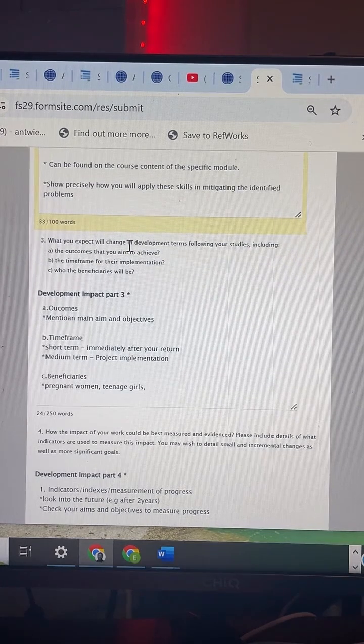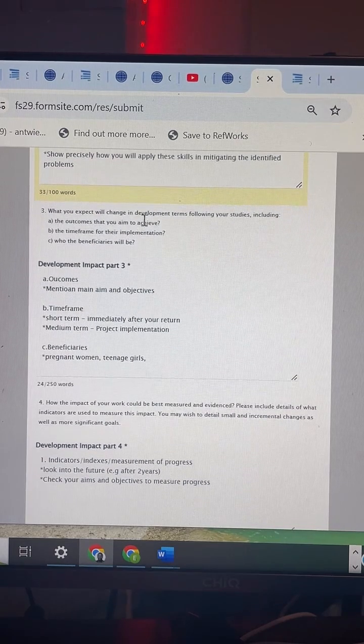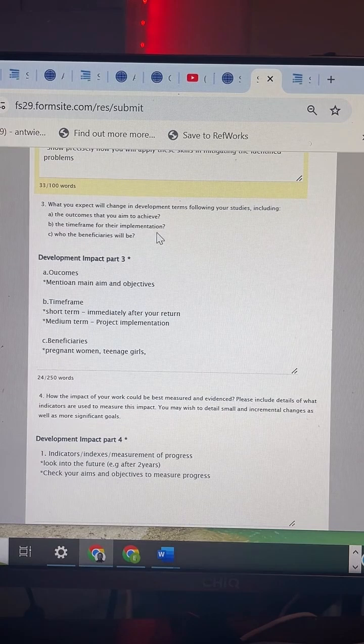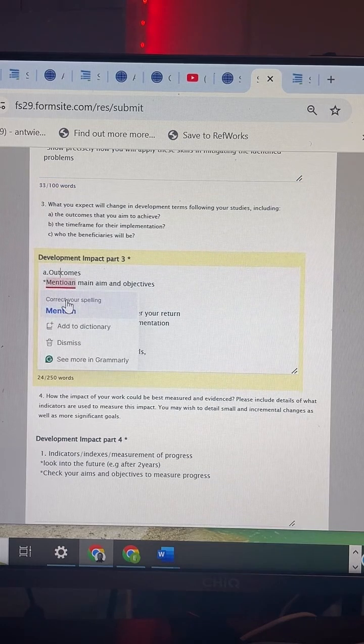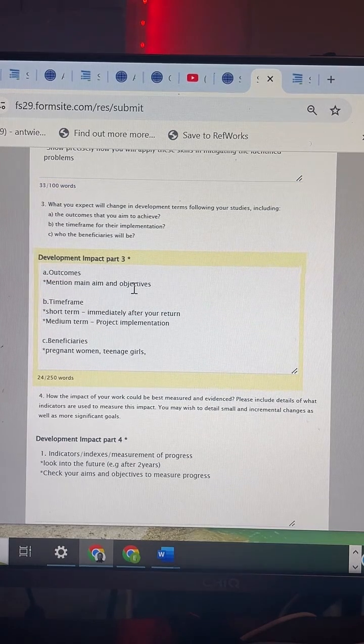So the next one, the third question: what do you expect will change in development terms following your studies, including the outcomes that you aim to achieve, the time frame for their implementation, and who the beneficiaries will be. So this is where you mention the outcomes. So mention the main aim. So now you've identified that the teenage pregnancy surge is going high. So the main aim that you intend to do will be to at least reduce the higher rate of teenage pregnancies within that community. So that is the main aim.